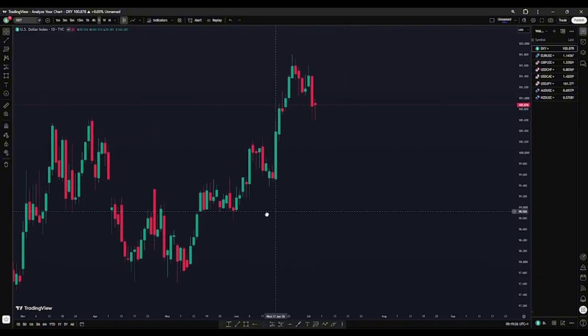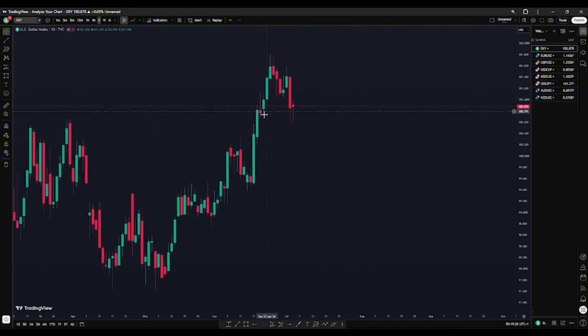As usual, we are going to be looking at the dollar index. Now, looking at the dollar index, you can clearly see that we have shifted structure. So we were bullish previously, but right now we shifted structure to the bearish side.